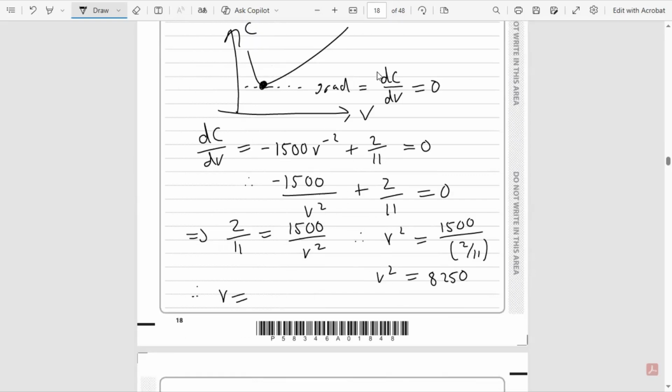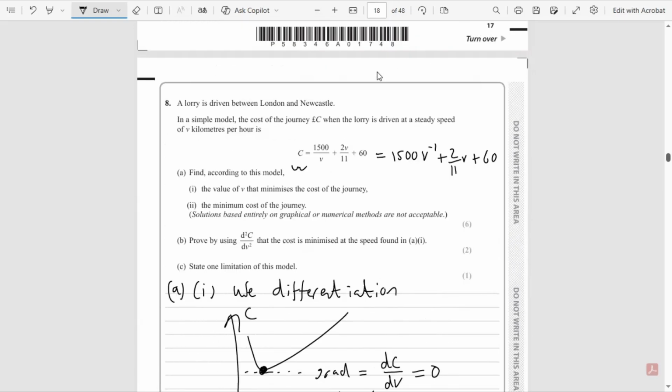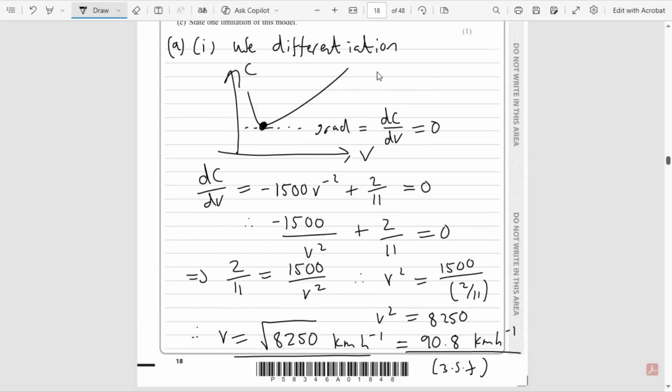The square root of that will give us the speed that minimizes the cost, which would be a long decimal. Let me read the question again. Do we want it in exact form? It doesn't say exact form, so I'll leave the answer as root 8250, in kilometers per hour. But if you want to give it to 3 significant figures, this would be 90.8 kilometers per hour. So you can either leave your answer like that or like that. Perfect. So that's part A, part I.